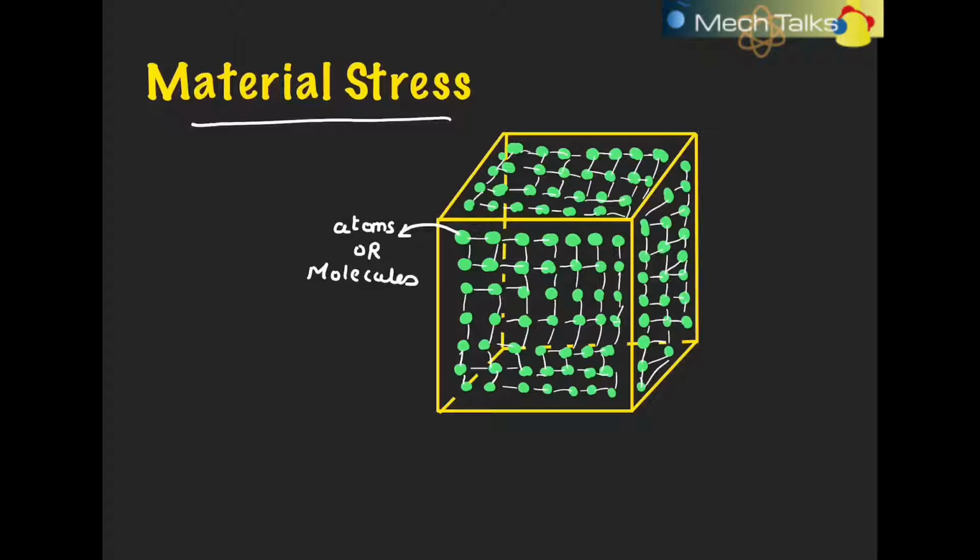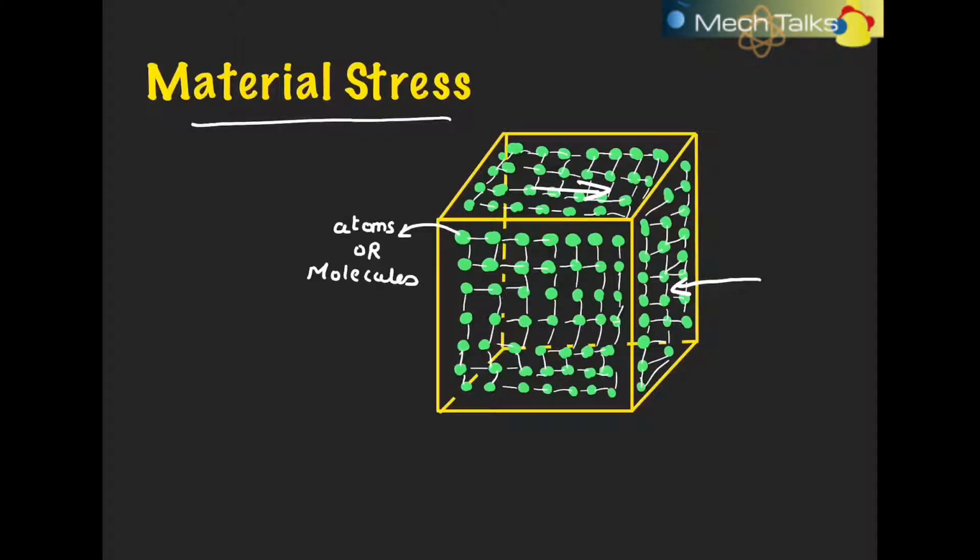As you know, these materials are made of atoms or molecules, and they are bonded together by certain covalent, metallic, or ionic bonds. So they have some strength inside them, and when we apply some load on them, these molecules and atoms, as they are bonded together, will try to resist the load to deformation.